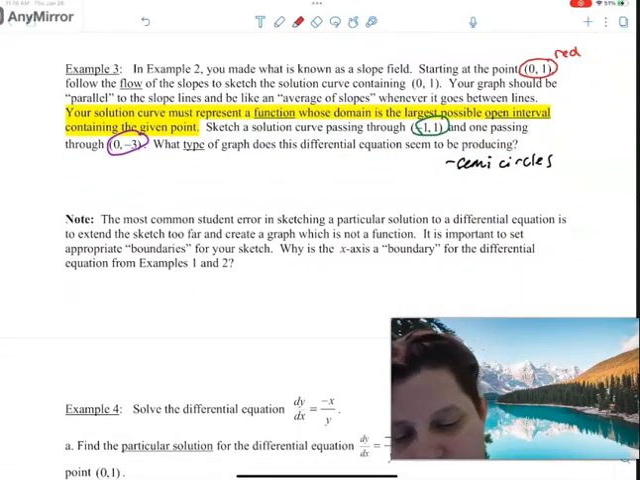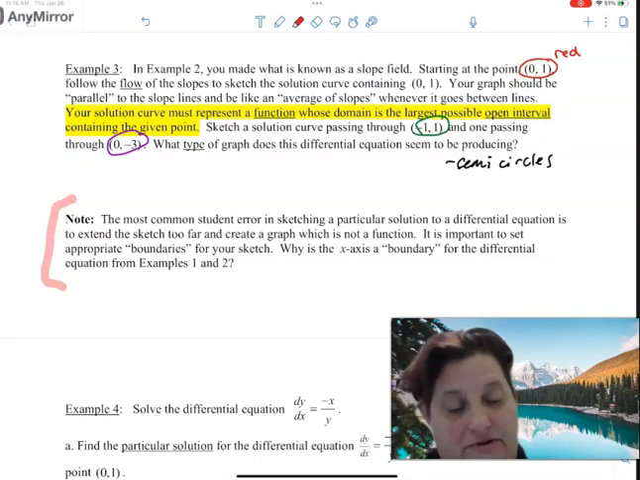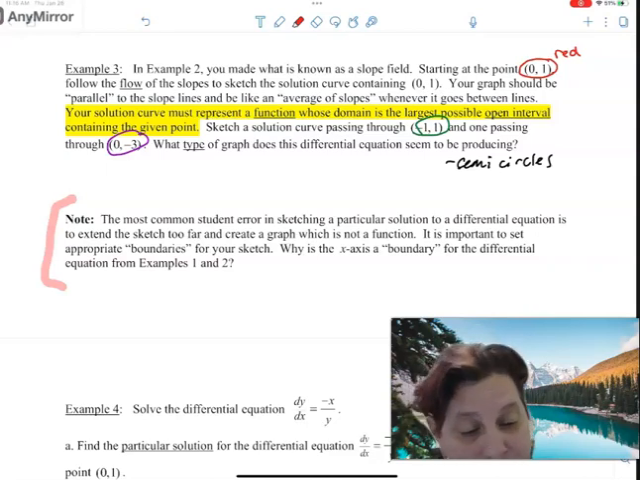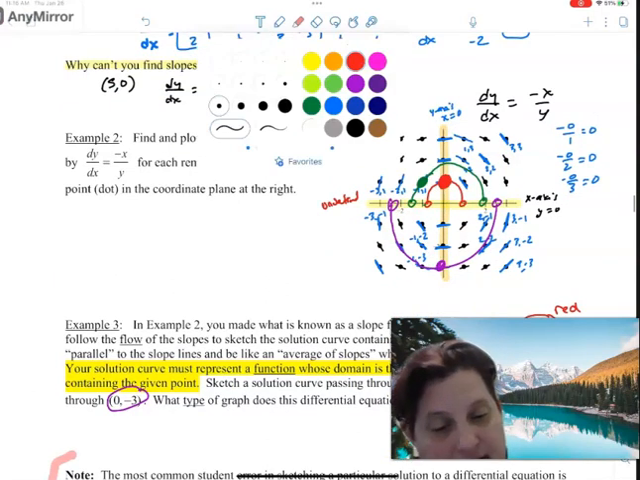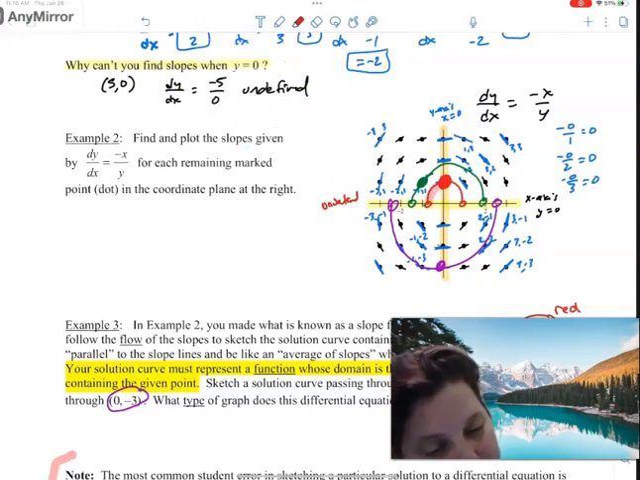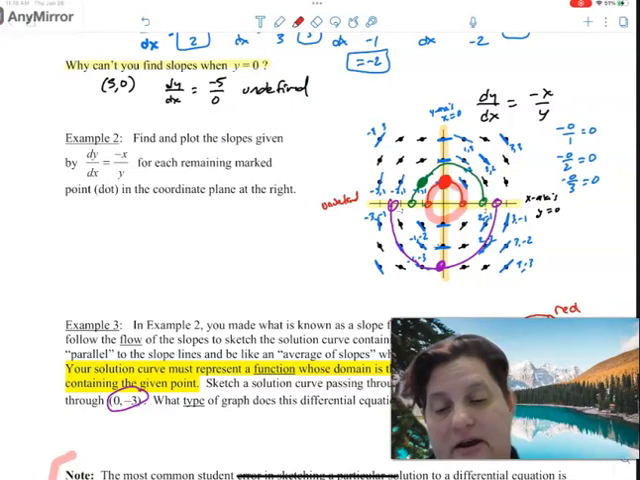So right here, this is a very, very important note. The most common student error in sketching a particular solution is to sketch too far and create a graph which is not a function. You have to set boundaries, right? So like I said, a common thing would be to go, oh, it goes around like that. Well, number one, that's not a function because it doesn't pass the vertical line test.